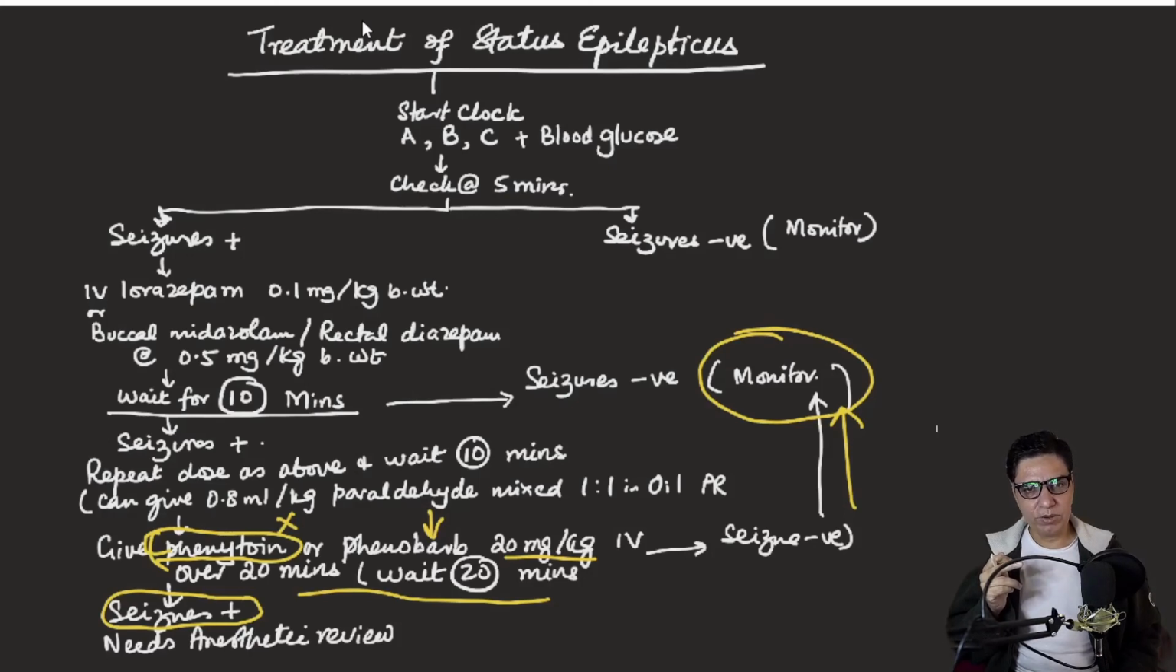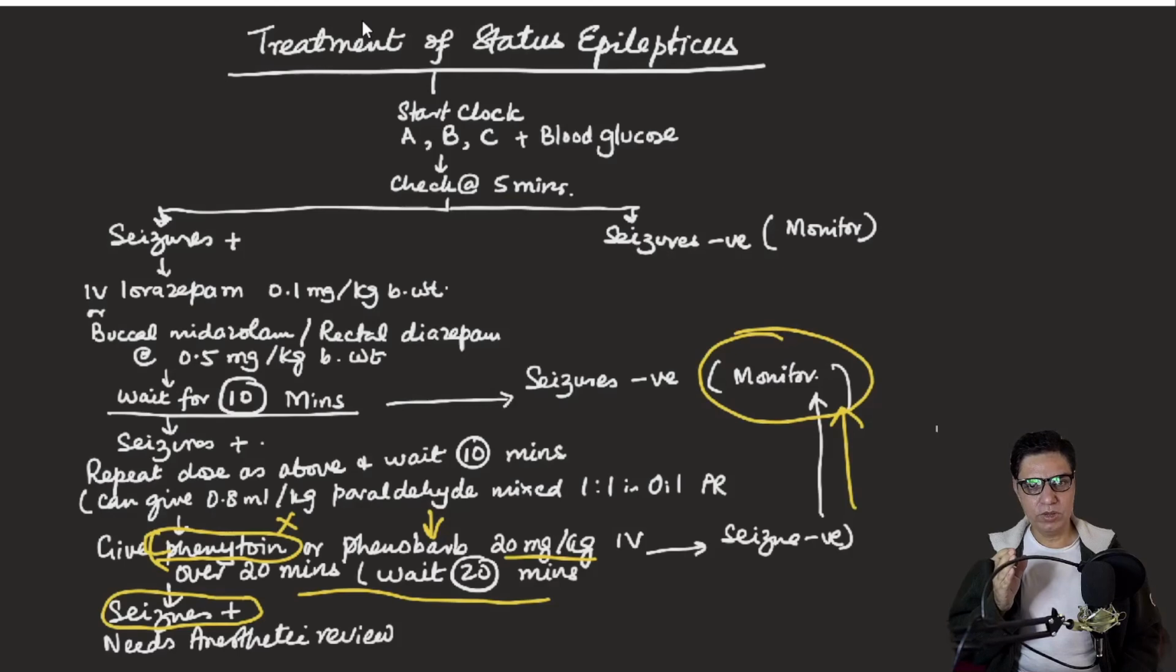And while you are preparing, or the nurses are preparing the infusion, a quick thing that can be given rectally is paraldehyde. So 0.8 mils per kg body weight, and you mix it 1:1 ratio with oil. It can be given rectally. Sometimes it is also effective in stopping the seizure. But this is an optional step, if you don't do it, no worries.